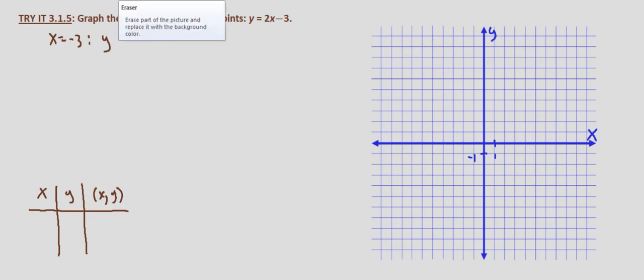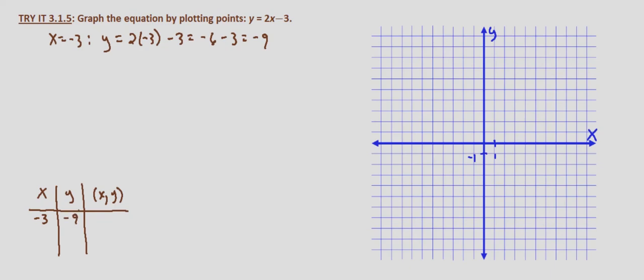When x equals negative 3, we have y. And since this is already solved for y, this makes it a little bit easier as far as determining the y value. We don't have to do any algebraic manipulation, moving things to different sides. And in fact, if you want to solve for y, that always makes it easier to graph the linear equation. So y equals 2 times negative 3 minus 3, which equals negative 6, minus 3, which equals negative 9. So when x equals negative 3, y equals negative 9, which gives us the point negative 3, negative 9.